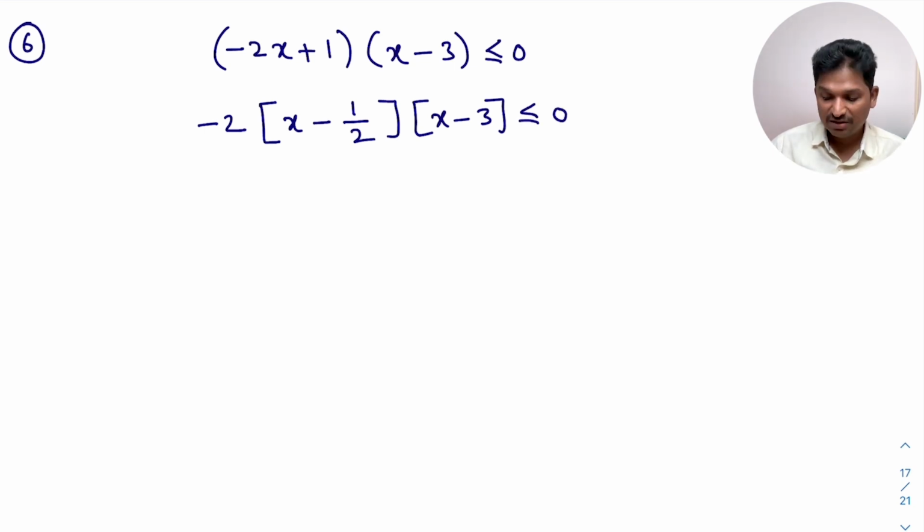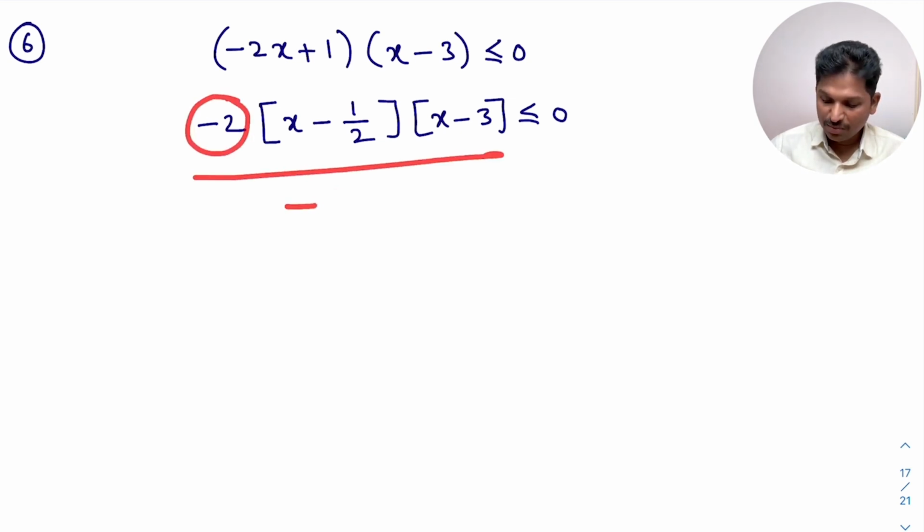Now you see, this is of the form x minus a into x minus b. No problem is there. Actually, the problem is coming with this minus 2. So I'll divide this complete inequality by minus 2. As minus 2 is a negative real number, for an inequality, if we divide with a negative real number, the sign of the inequality changes.